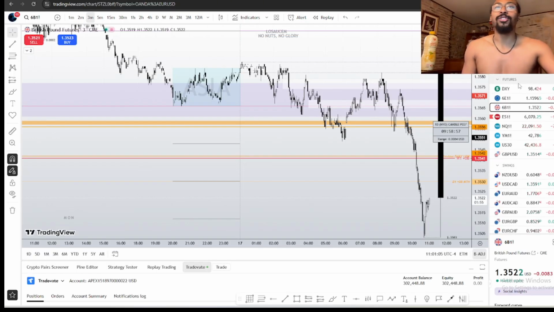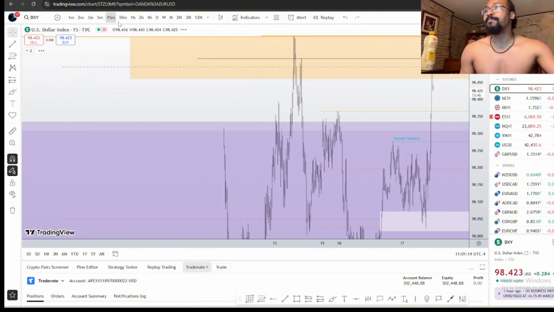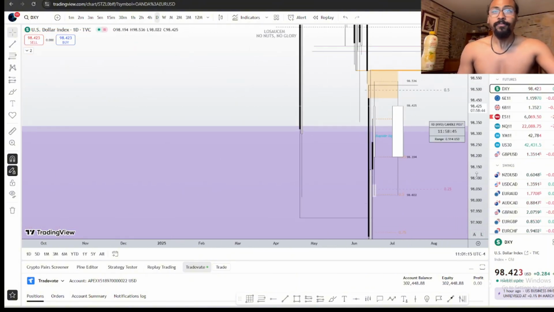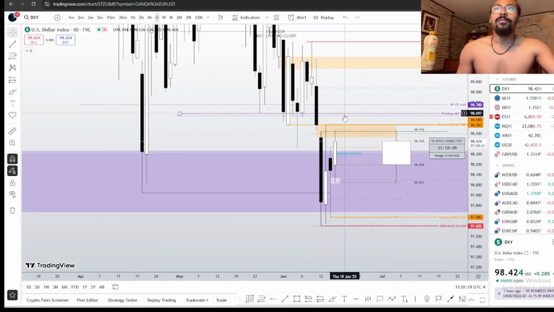Before I show you guys the trade, let's go ahead and do a little bit of analysis. We're gonna start off with our friendly neighborhood dollar. Let's start off with the daily chart. Looking at the daily, I was bearish. I was bearish still.